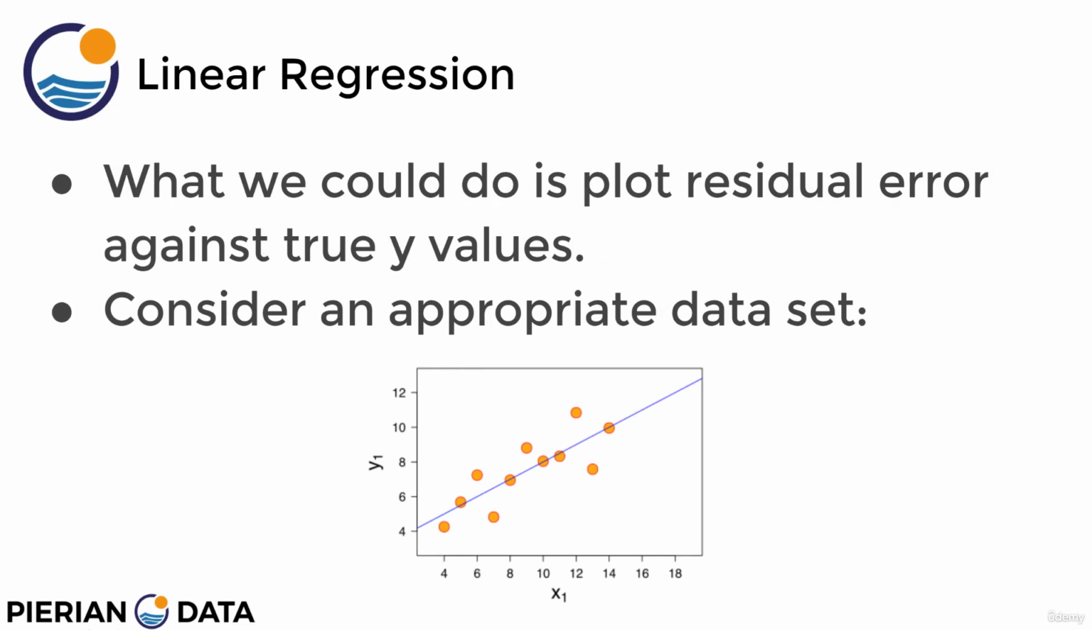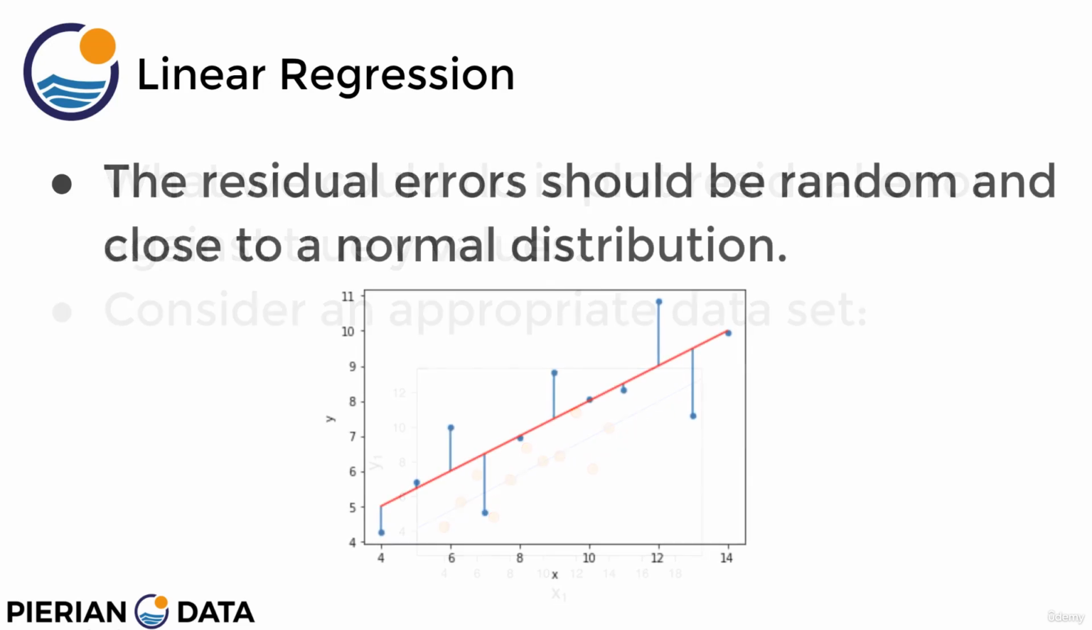What we could do, however, that's going to be able to scale to any number of features is plotting the residual error against the true y values. First, let's consider what this would look like for an appropriate dataset for linear regression. Here, I can see my best fit line against my data points. And it's pretty obvious that linear regression is a valid choice here. We can see that more or less we're fitting to the general trend with our best fit line, and there's no extreme discrepancies in error for any of these points.